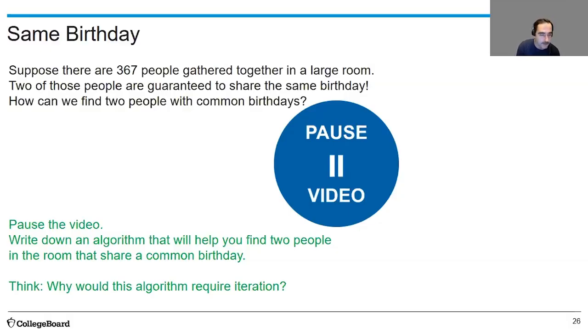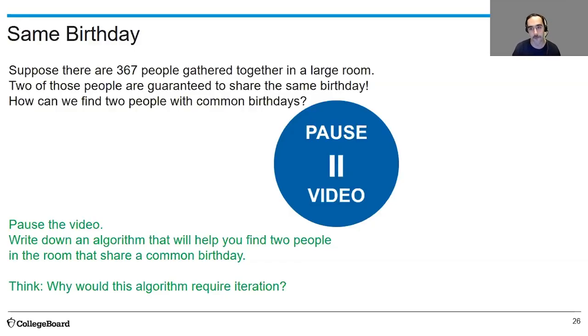So I want you to pause the video and maybe collaborate with a partner if needed, and try to write down an algorithm that would let you find the 2 people that share a common birthday. Now, as you're doing that, I want you to think why this algorithm would require iteration. So pause the video, work on that, and see if you can come up with one that works.